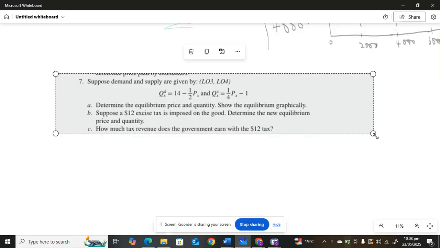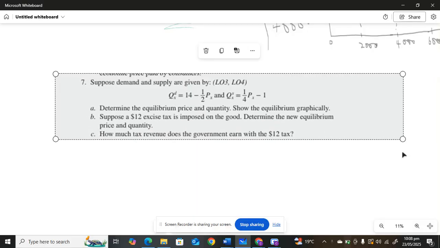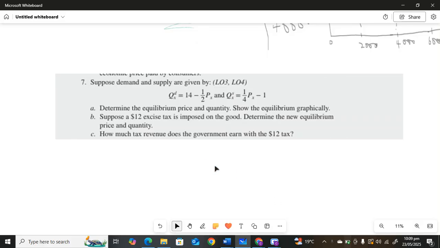Okay, so we've got a question here. Suppose demand and supply are given. QDX equals 14 minus half PX, and QSX equals 1/4 PX minus 1. Determine the equilibrium price and quantity. Show the equilibrium graphically.